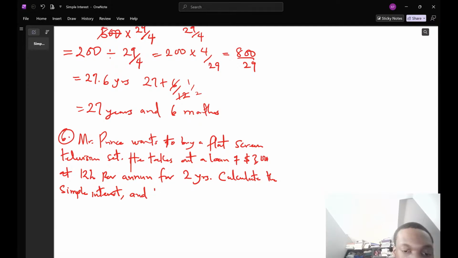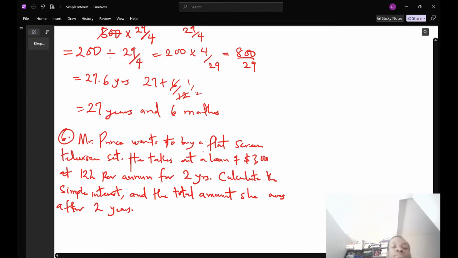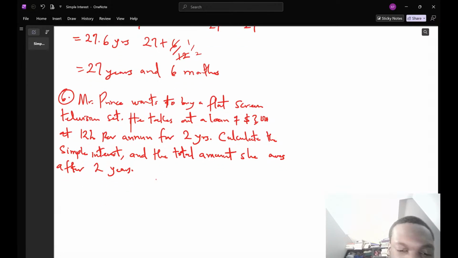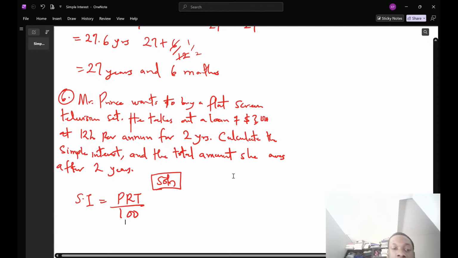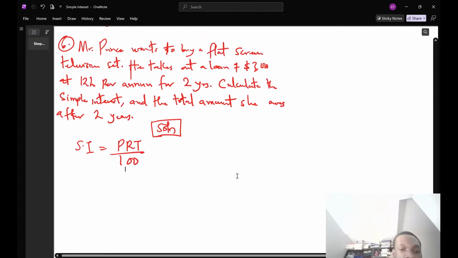And the total amount she owes after 2 years. Okay. So the solution is SI is equal to PRT over 100. In this case, we have to find the simple interest.